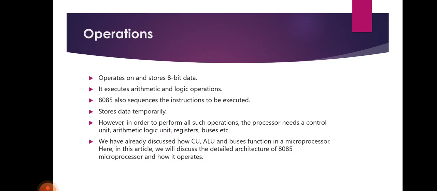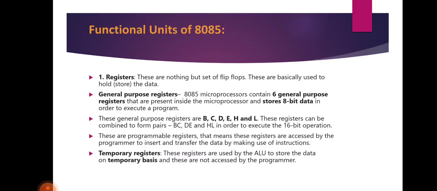However, in order to perform all these separate operations, the microprocessor needs a control unit and logical operation. As we have seen in the block diagram, it consists of sections like the arithmetic logical unit, registers, buses, instruction and register decoders, and so on. We have already discussed how the CU and ALU and bus function in a microprocessor. We also discussed a detailed microprocessor and how it operates. We're going to see the registers and the functions of 8085 in depth and detail.